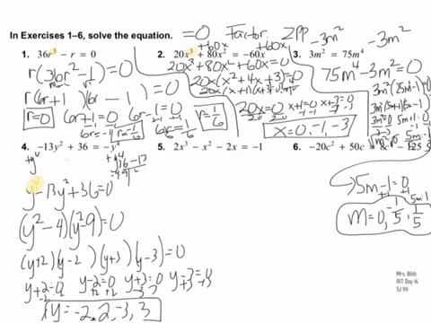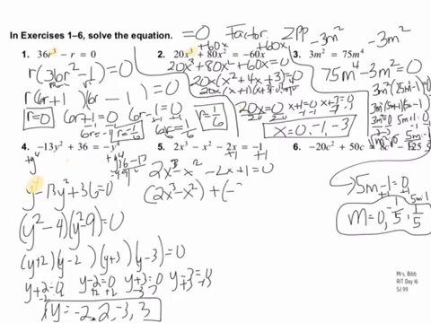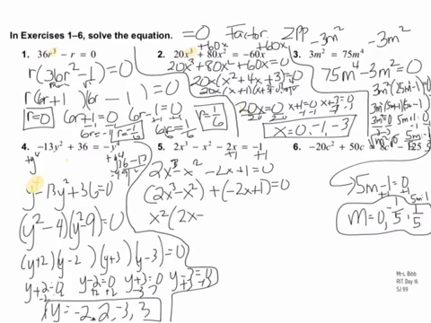Okay, now, for the next one, I'm going to add 1 to both sides. 2x cubed minus x squared minus 2x plus 1. Then I'm going to group the first two together because I have 4 terms. I need to factor by grouping. Put an addition sign in the middle. First group has x squared in common. Left with 2x minus 1.